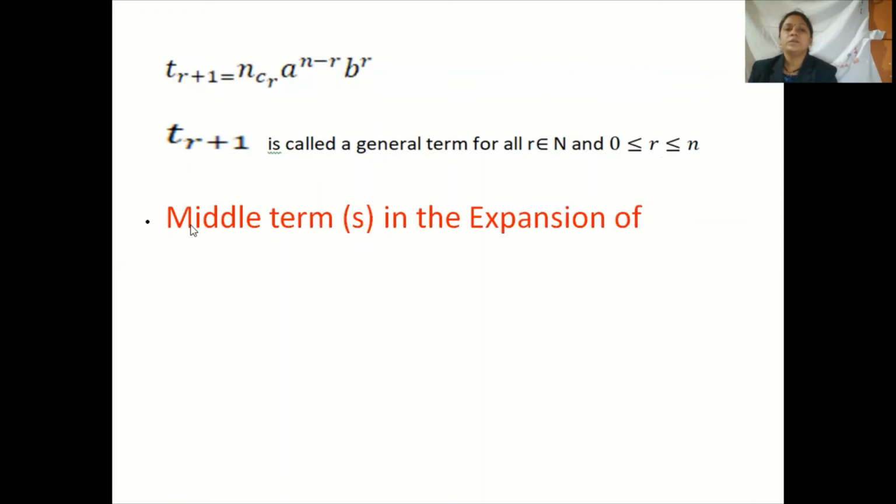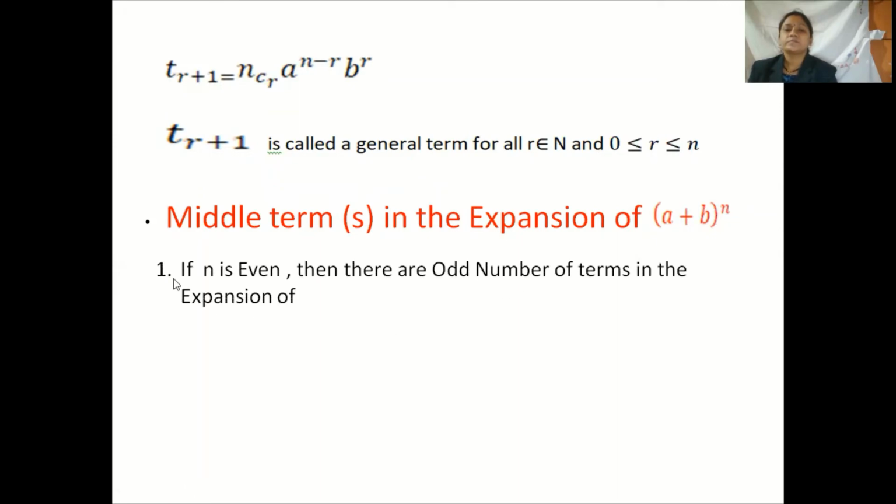Now see the middle terms in the expansion of. आपल्याला मिडल टर्म्स फाइंड आउट करायचे आहेत (a plus b) raised to n च्या. Here 2 points. First point is if n is even then there are odd numbers of terms in the expansion of. n हा even असताना त्याचे एक्सपान्शन काय येईल ऑड टर्म मध्ये येईल आणि ते कसं फाइंड आउट करायचं आहे आपल्याला. Hence (n plus 2) upon 2 terms in the middle terms.